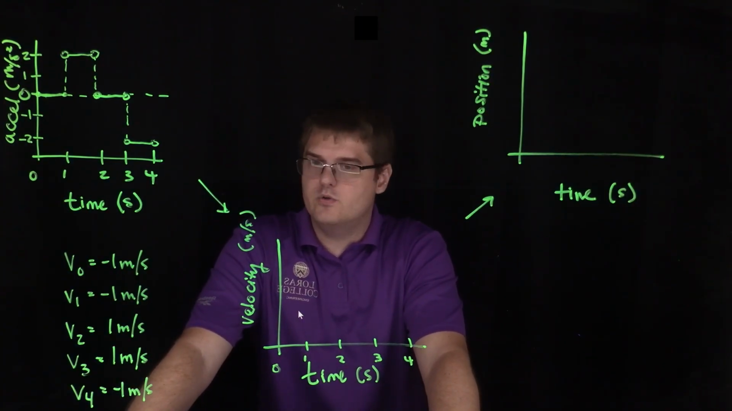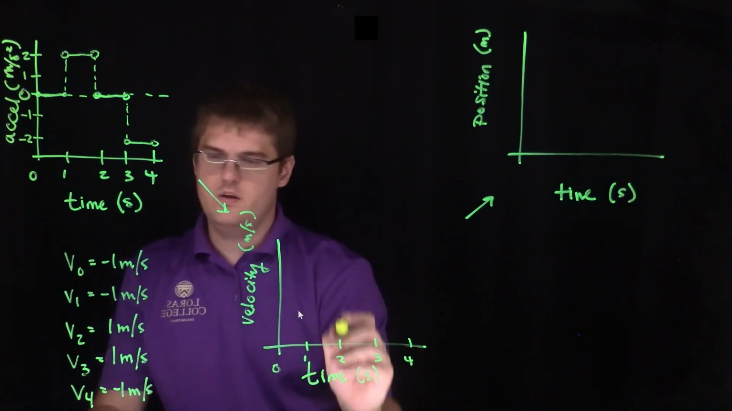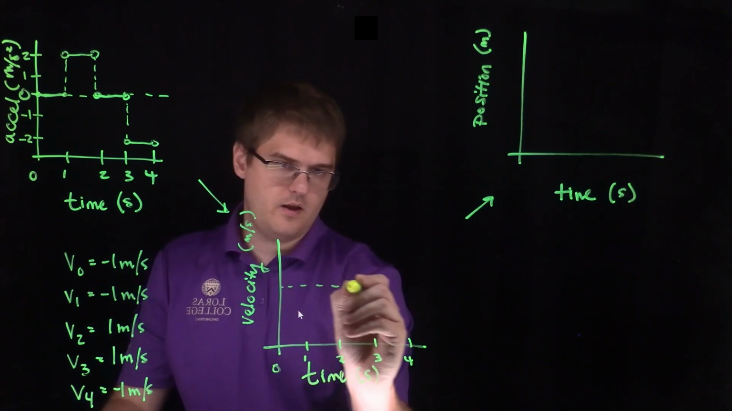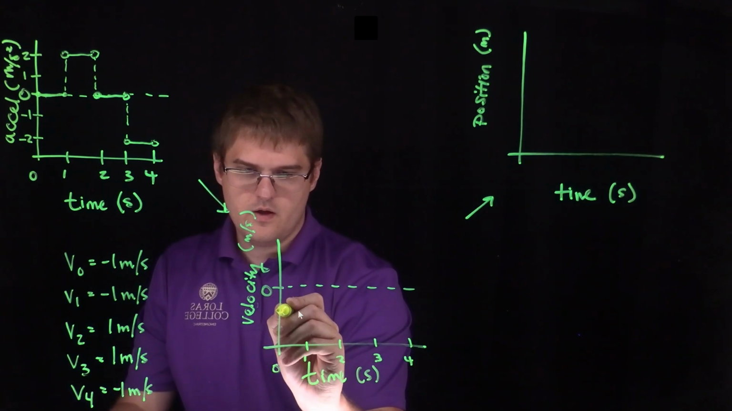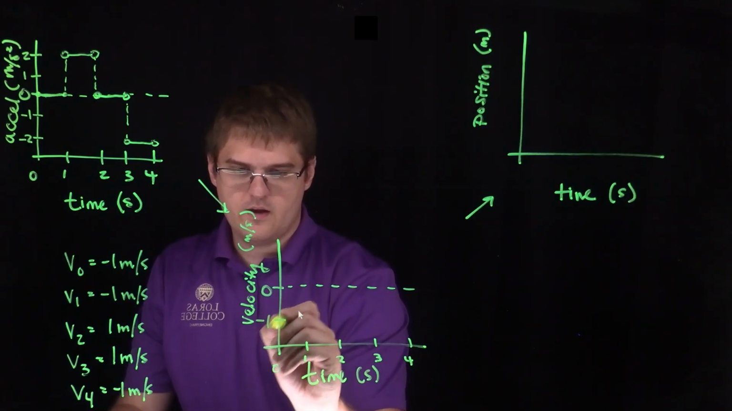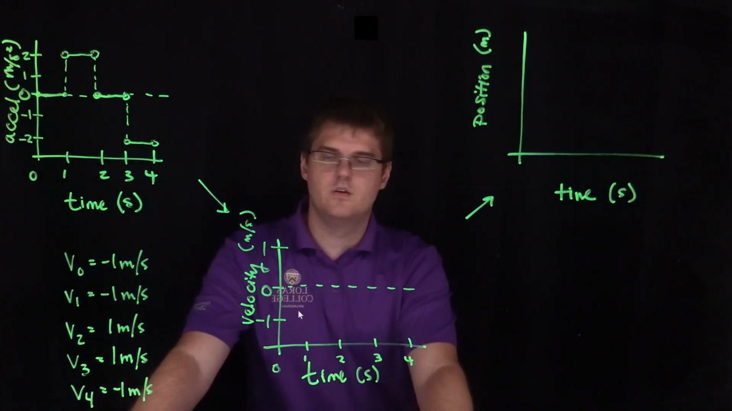So I can now draw this. And it looks like I only need from -1 to 1. So I'm going to go ahead and put my dashed line here. This is going to be my 0. I will have -1 meters per second up here and 1 meter per second right there.